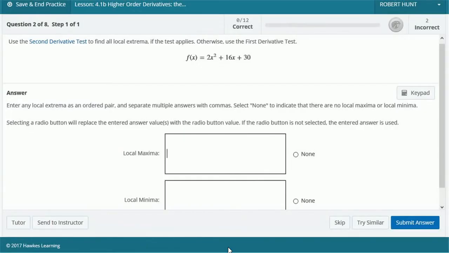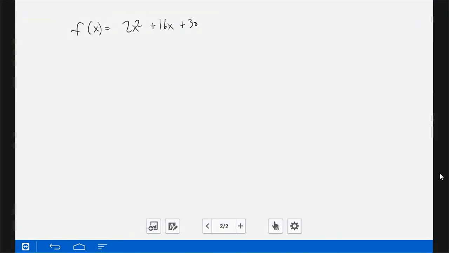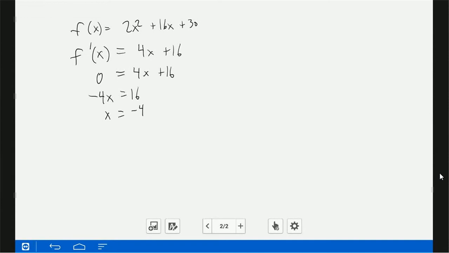So let's take this problem. f of x equals 2x squared plus 16x plus 30. We need the critical values, and you get that from the derivative. So take the derivative, that'll be 4x plus 16. Set it equal to 0 and solve for x. 16 divided by 4 gives us x equals -4. You can plug that into the original function, and you'd have a critical value there.